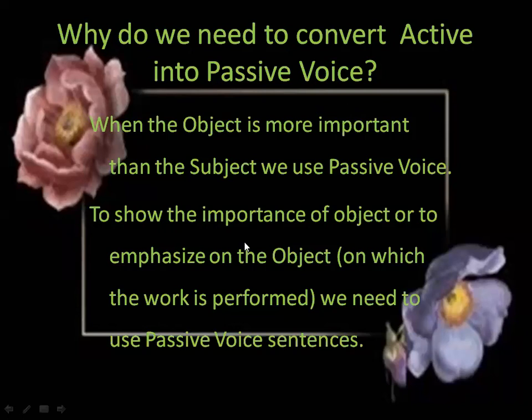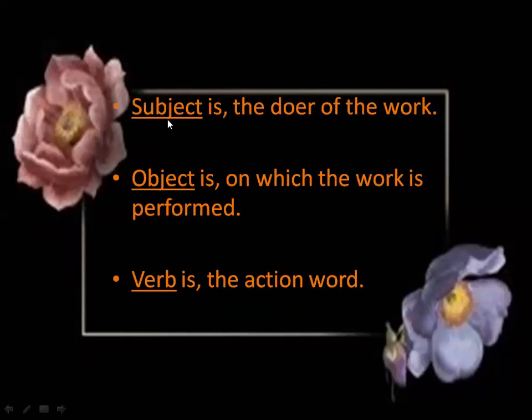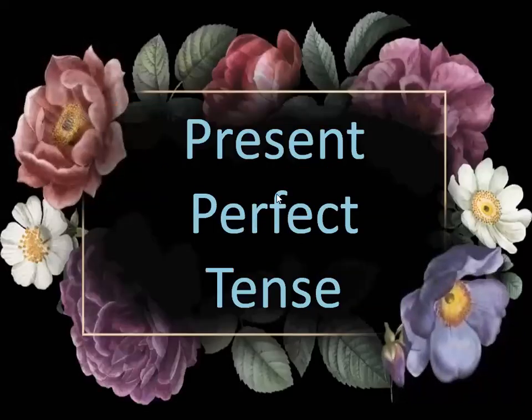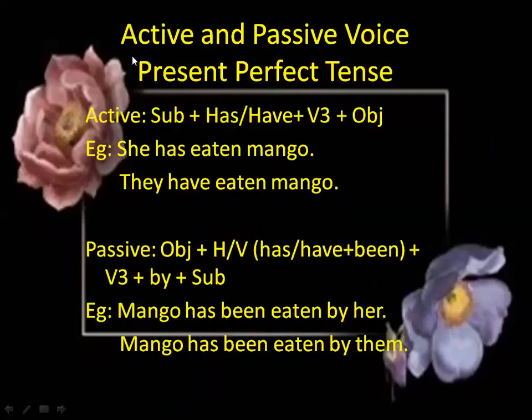So we have to use these type of sentences whenever we are giving importance to the subject or to the object. Subject is the doer of the work, who is performing the work. Object is on which the work is performed, and verb is the action word. You all know this thing. Now first we are having present perfect tense. These all are perfect tenses. Okay, so present perfect, past perfect, and future perfect we will be completing today. Active and passive voice, present perfect tense.